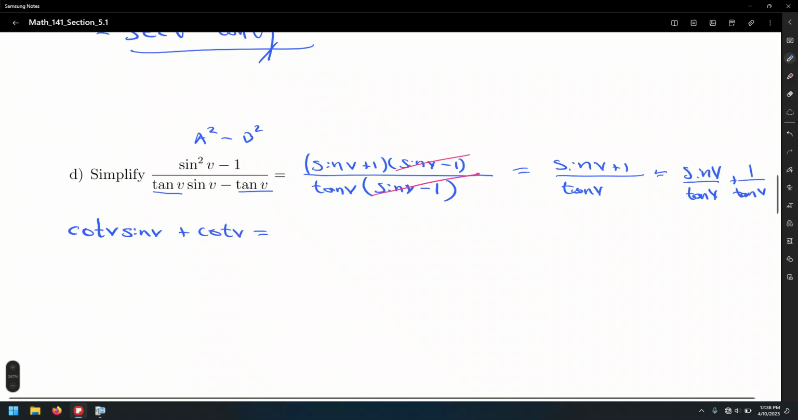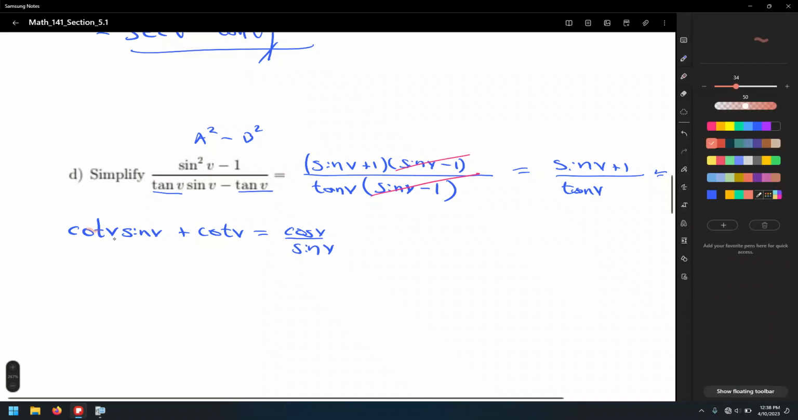Well, that cotangent in the first term is the same as saying cosine over sine. Let me highlight it so you can see where this is coming from. So this cotangent here will be the ratio cosine over sine, and that times sine. And check how we can divide this out.